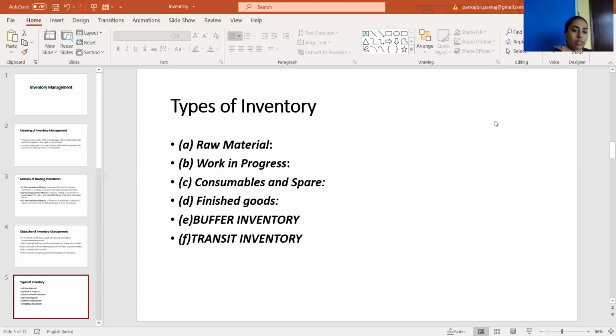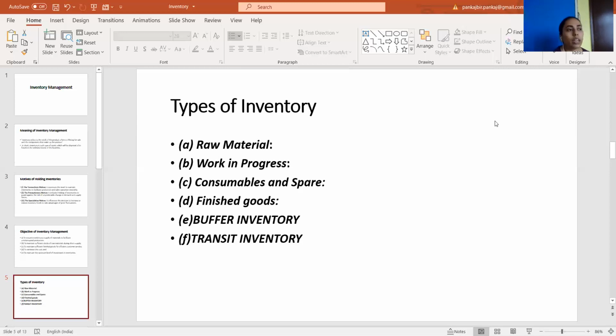And last one is transit inventory. So what is transit inventory? The inventory which is in the transit phase is called transit inventory. The inventory which is on the way is called transit inventory.